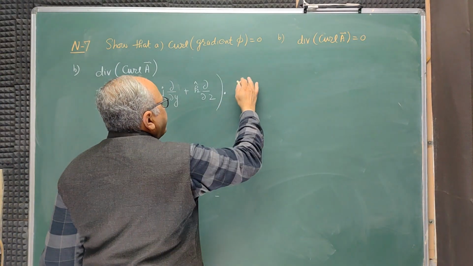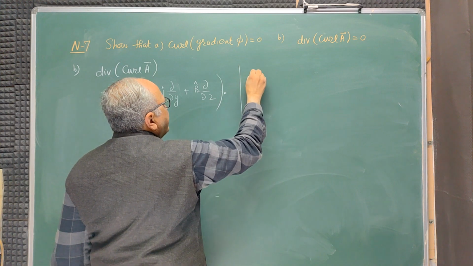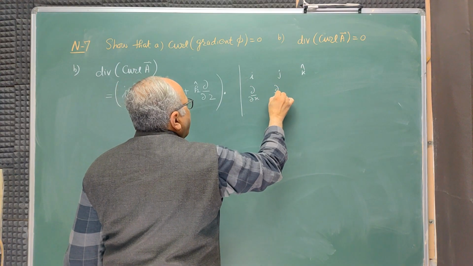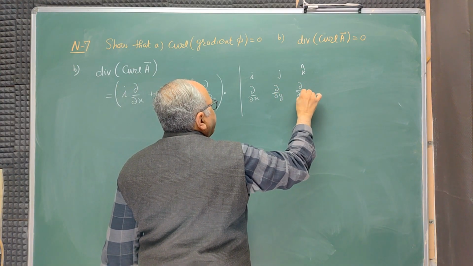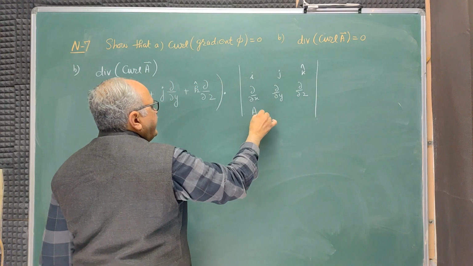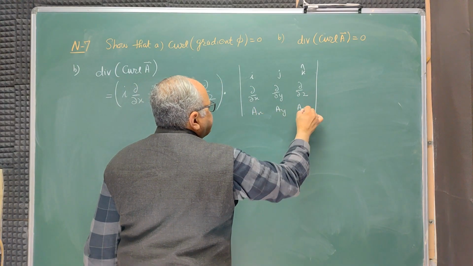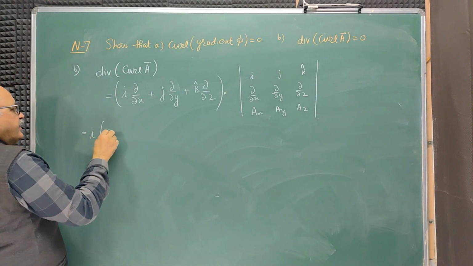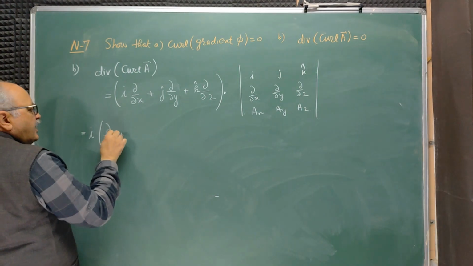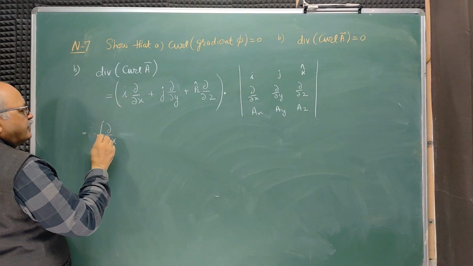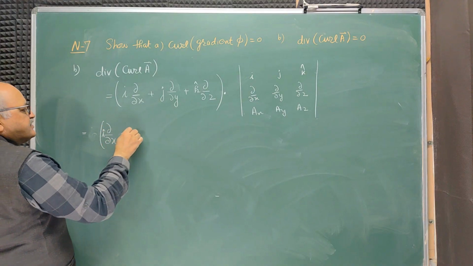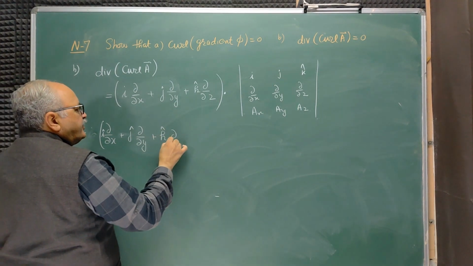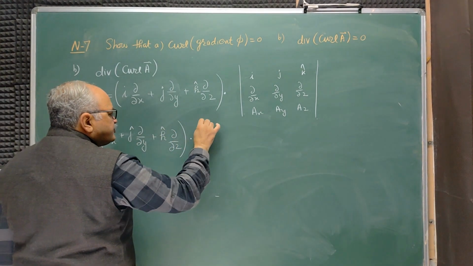When we take the curl of A, this is basically i j k, d of dx, d of dy, d of dz, and then Ax, Ay, Az. Alright, so let's expand this. i cap d of dx, you write here, plus j cap d of dy plus k cap d of dz, and that is to be taken as a dot product with.